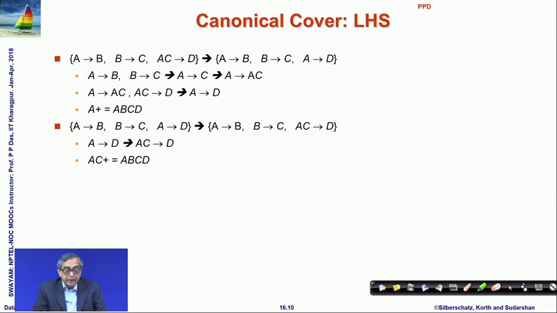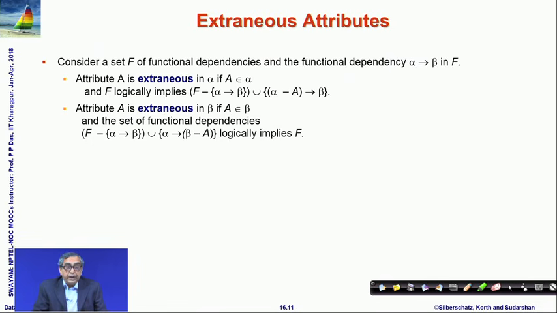So, this is the other example that I showed, and I am just showing you how you conclude this based on the closure of attributes algorithm. So, now I can formally define these possible removals. If I can remove an attribute, as I have shown, I can remove it from the right hand side or I can remove it from the left hand side. If an attribute can be removed, then it is called extraneous.